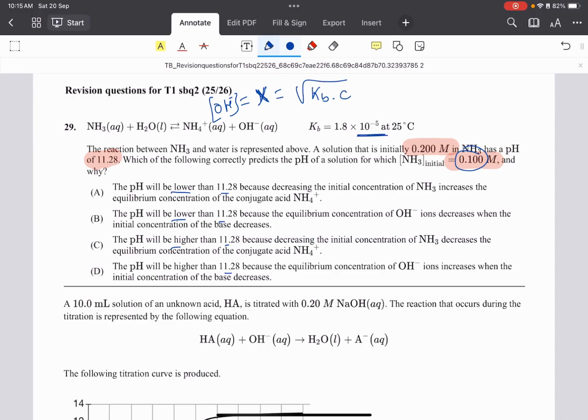So it's going to be 11.128. So the pH is 11.128. First I calculated OH minus, then I got the pOH by finding minus log OH minus, then I said 14 minus pOH to get the pH. So anyway, it's going to be less here, 11.28, so it's going to be lower.